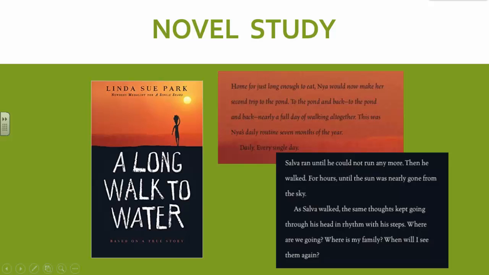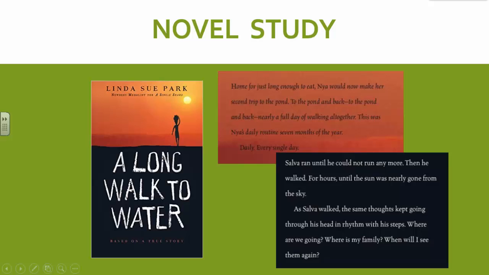In the last chapter, the reader discovers that one of the wells being dug by this organization is in Nya's village, which brings our characters together. The book ends with Nya's village clearing land for a school, because now the children will not have to spend their time walking for water. They will be able to attend school.